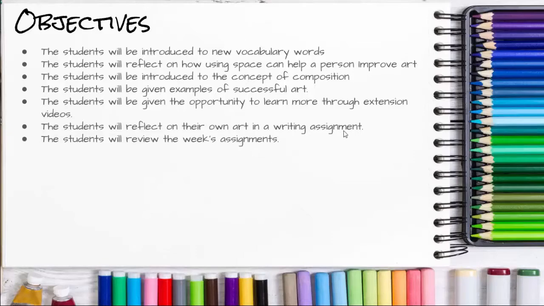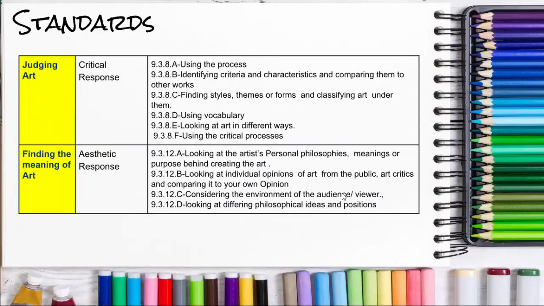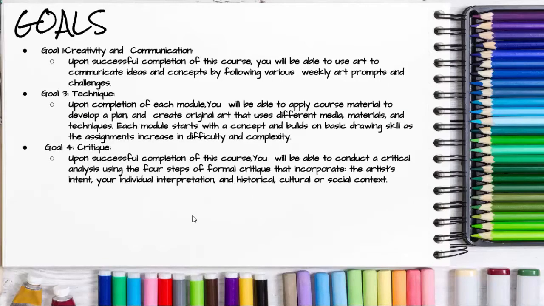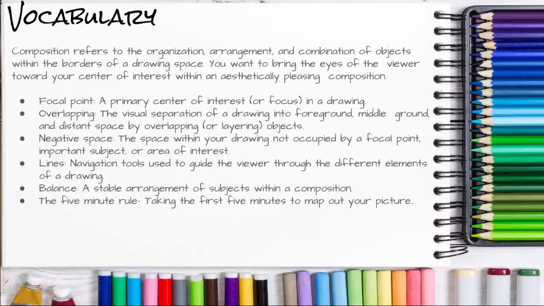And this week, you're going to reflect on your own art in a writing assignment, and we're going to talk about this week's assignments. Those are the standards that we're using. We're going to be judging art. We're going to be finding the meaning of art, and I'm going to be giving you some techniques. And we are using goals 1, 3, and 4 this week. We're developing creativity, we're learning new techniques, and I'm teaching you how to critique art as you are creating it.